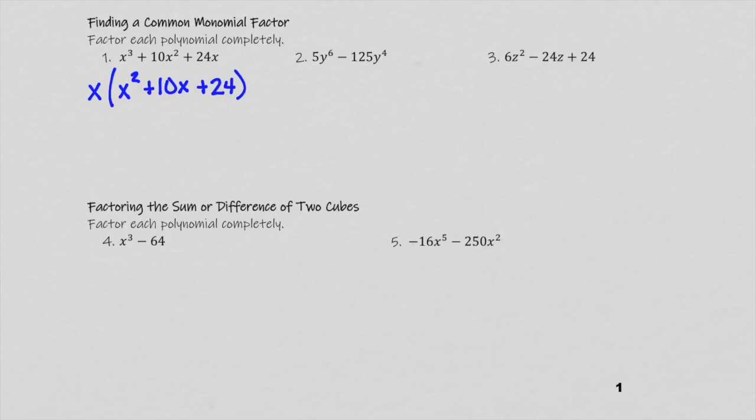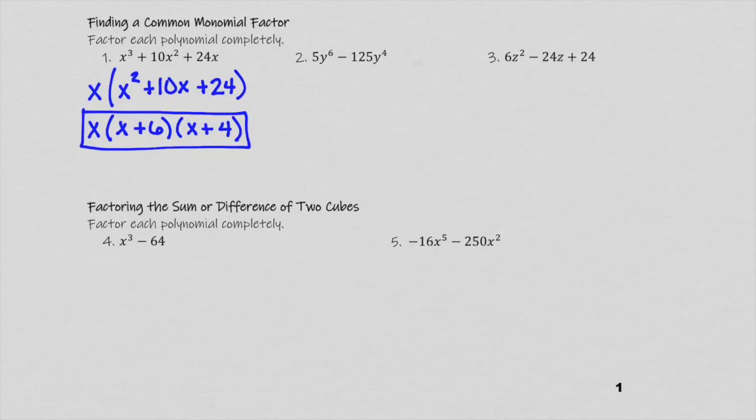Well, 6 times 4 is 24. 6 plus 4 is 10. So I still have the x out front. I have an x plus 6, an x plus 4. Again, double checking. 6 times 4 is 24, and 6 plus 4 is 10. So that's as factored as it can get.